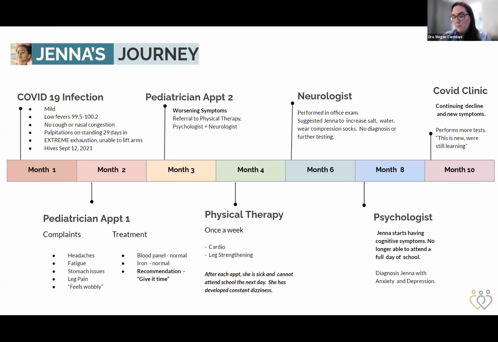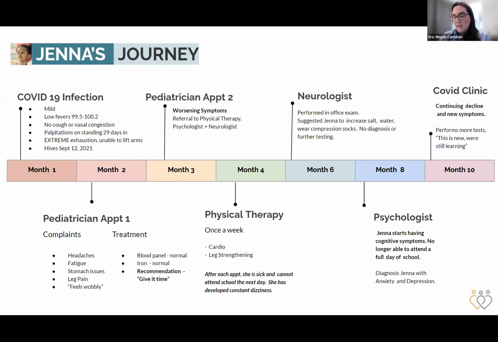Jenna was able to perform the exercises during therapy, but later she felt sick. She was dizzy when standing. The leg pain she was experiencing had decreased some, but it was still present, and she's exhausted most of the time. After 6 months, the neurologist performs an in-office exam and suggests that Jenna needs to increase salt, water, and wear compression socks, but she's not given a diagnosis or any further testing.